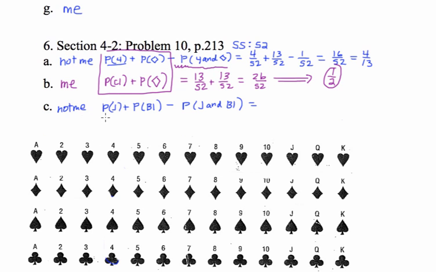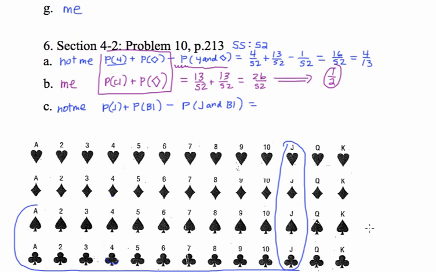Since it's not mutually exclusive, you'll add the two probabilities. The probability of being a jack, that's this group, plus the probability of being a black card, that's this group of cards. And then you'll have to subtract off the overlap. Subtract off the things that just got counted twice when you added them up.